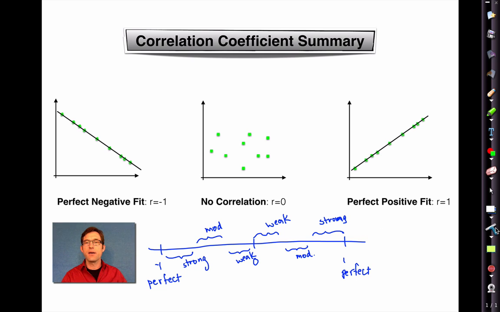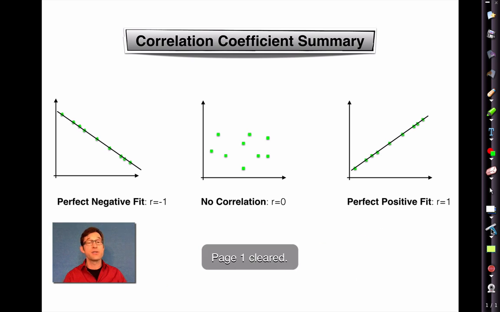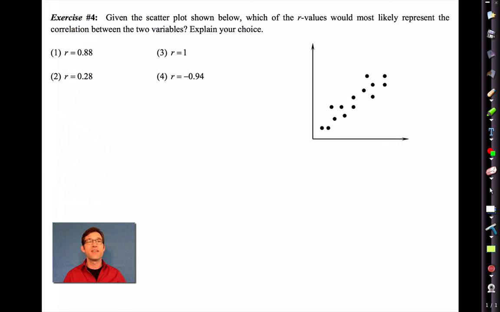So I'm going to clear this out, and we're going to actually do some kind of quick problems now. All right, take a look at exercise 4. It says, given the scatter plot shown below, which of the R values would most likely represent the correlation between the two variables? Explain your choice. Well, if you think you know what's going on now, pause the video and figure out which one's correct.